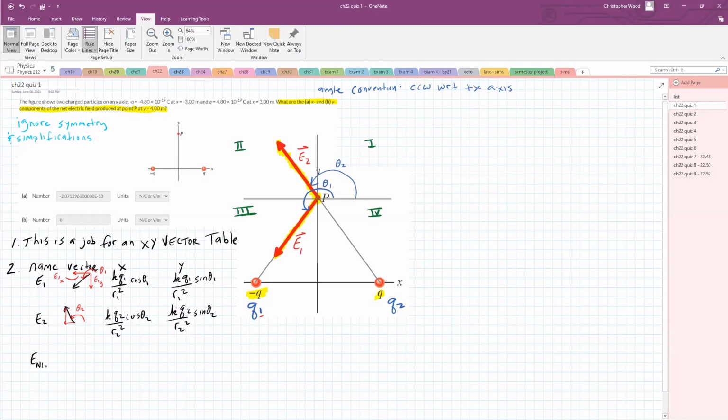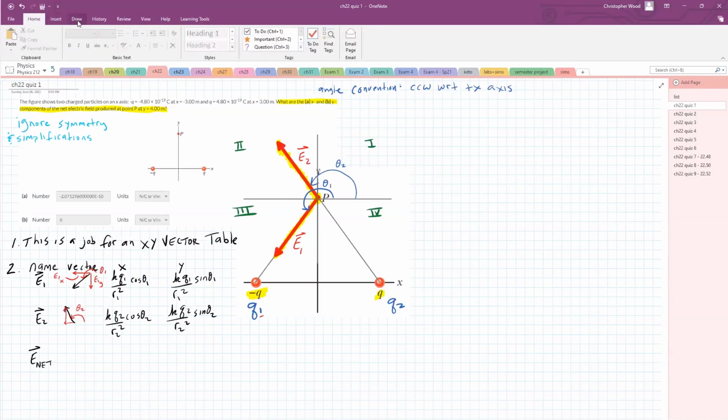I don't know what it looks like, so I'm not going to write down anything. And these are vectors, so I need to indicate vector electric field 1, electric field vector 2, and the net electric field vector. Don't know what it looks like yet, but then I'm just going to add them up.